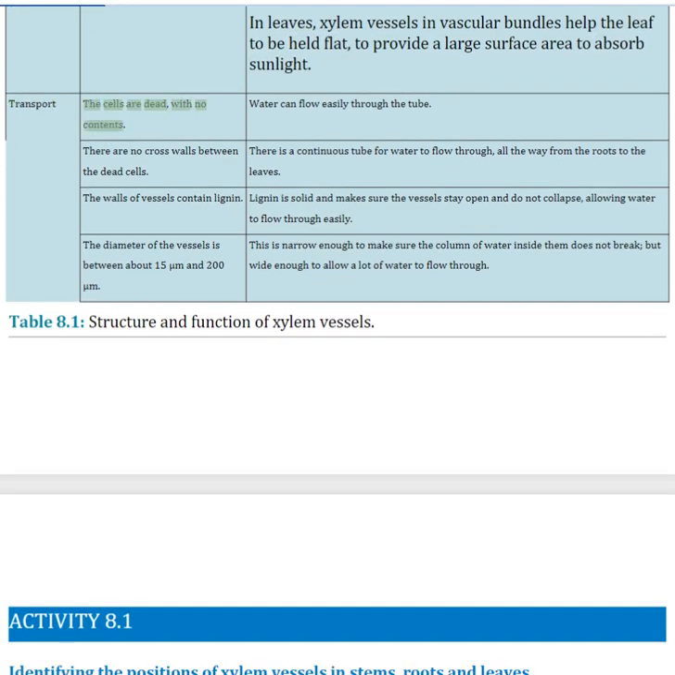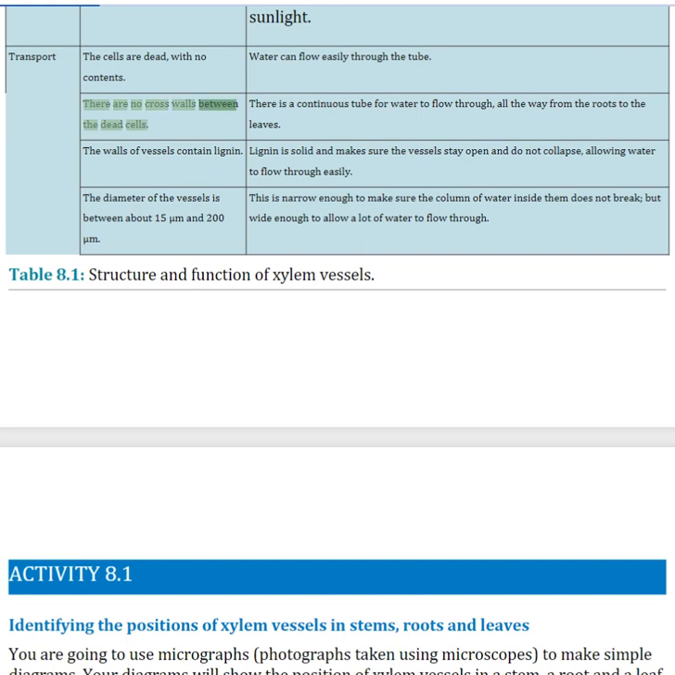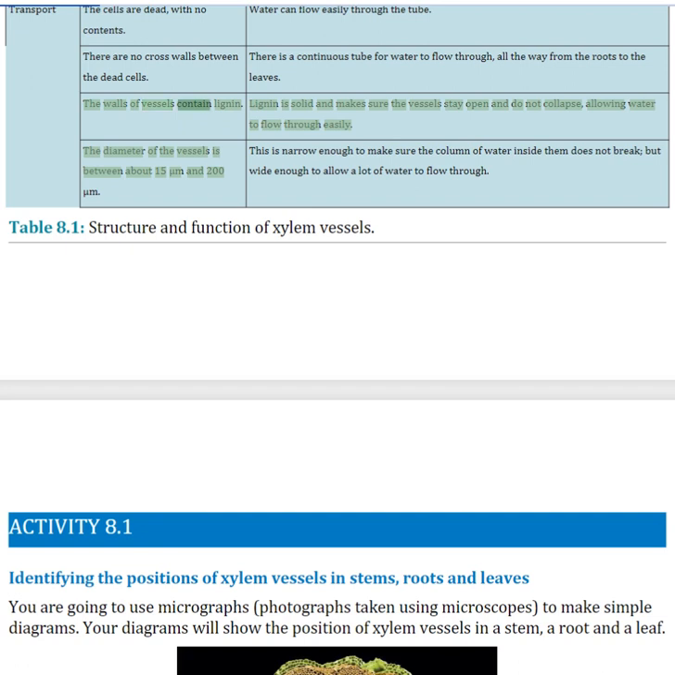Transport. The cells are dead, with no contents. Water can flow easily through the tube. There are no cross walls between the dead cells. There is a continuous tube for water to flow through, all the way from the roots to the leaves. The walls of vessels contain lignin. Lignin is solid and makes sure the vessels stay open and do not collapse, allowing water to flow through easily.